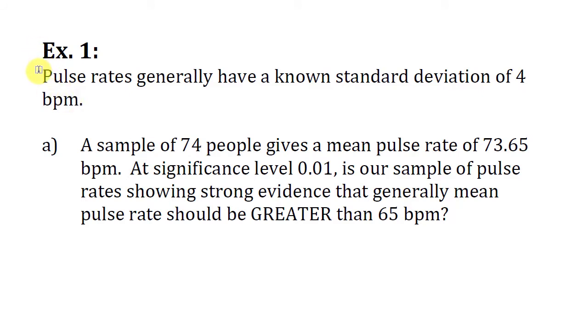On the computer screen here, example 1 says pulse rates generally have a known standard deviation of 4 BPM. And now part A of example 1. A sample of 74 people gives a mean pulse rate of 73.65 BPM. And by the way, BPM stands for beats per minute. At significance level 0.01, is our sample of pulse rates showing strong evidence that generally pulse rate should be greater than 65 beats per minute?